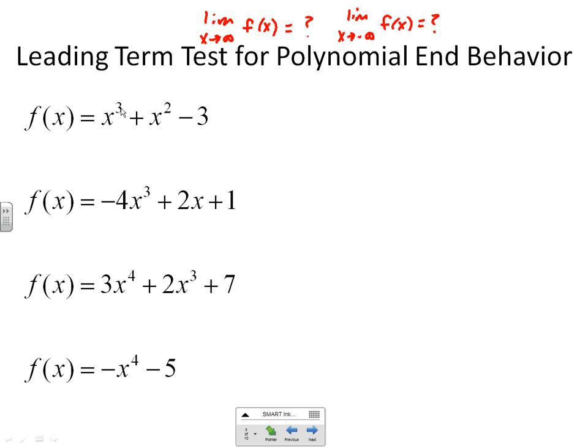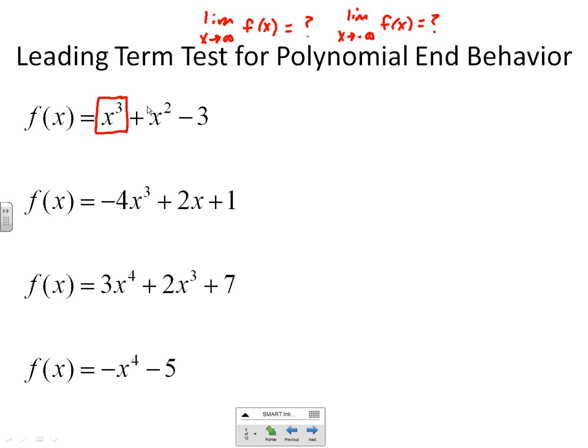The leading term test for polynomial end behavior is basically that whatever our first term is, assuming it's in standard form, that determines the end behavior of my polynomial. If I zoom out enough to where I can see my whole graph, all of my extrema and zeros, then the end behavior I will see will be the same as if this was just y equals x cubed.